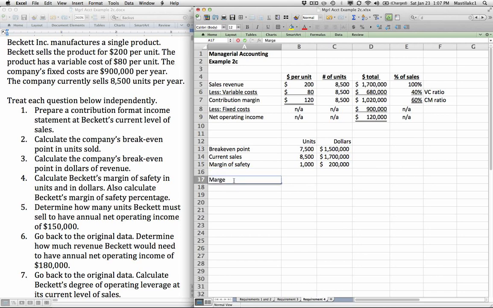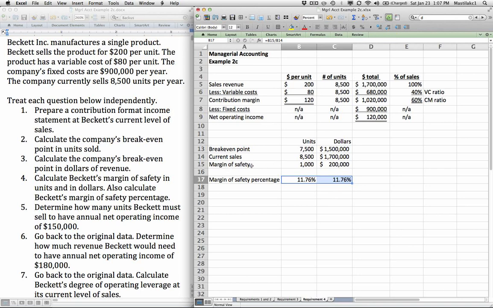Margin of safety percentage is simply the margin of safety as a percent of the current level of sales. So we'd simply divide our margin of safety by the current level of sales, and you would get 11, roughly 12%. And you could do that with units or dollars, and you should get exactly the same amount.